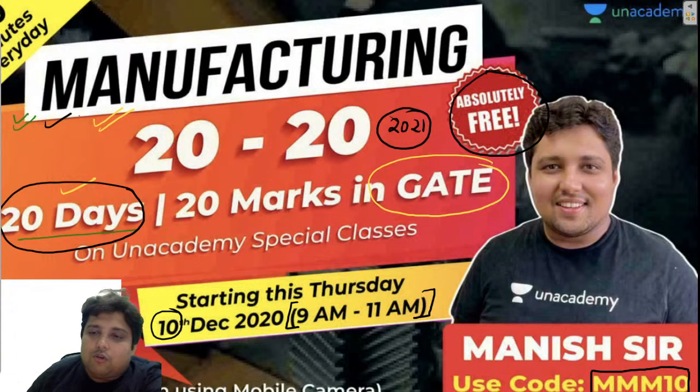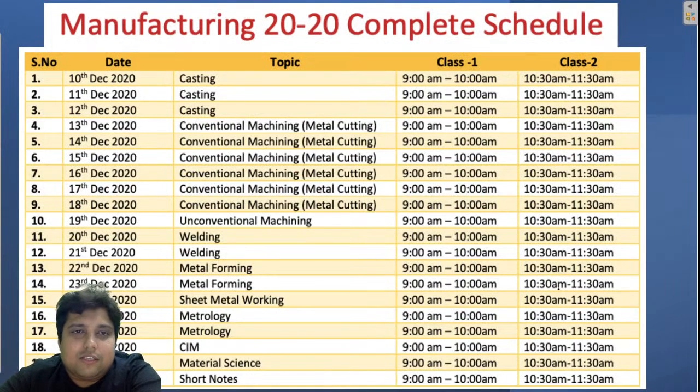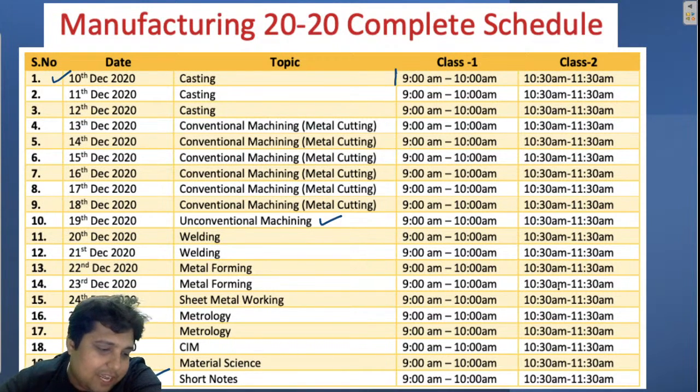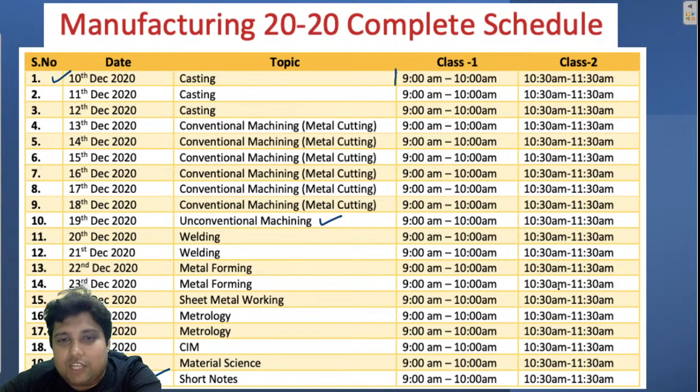Those who want to join my classes, Manufacturing 2020, this is the entire schedule that I provided to my current students on the 10th of December. In this series, we have reached up until this point, and tomorrow we will be starting a completely new session at 9 a.m., only on the Unacademy app. This is the entire schedule for Manufacturing 2020, from the 10th of December till the 29th of December. In 20 days time, I am targeting the entire manufacturing.